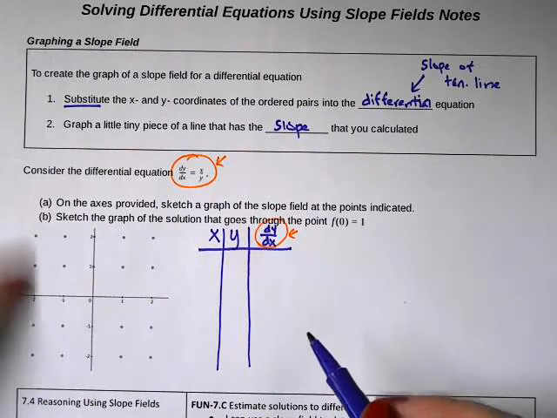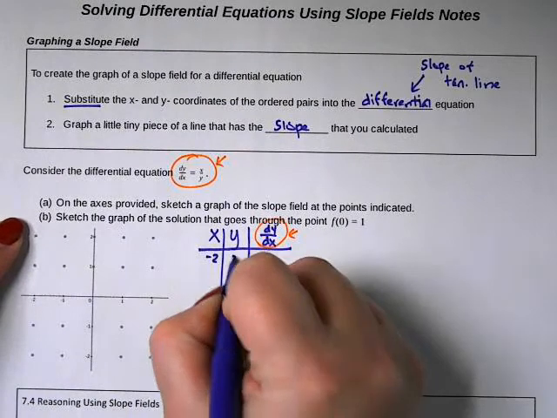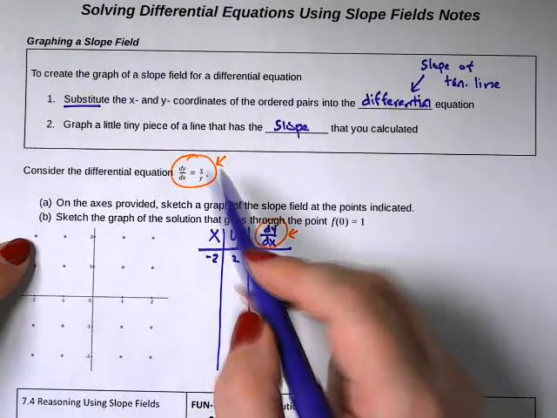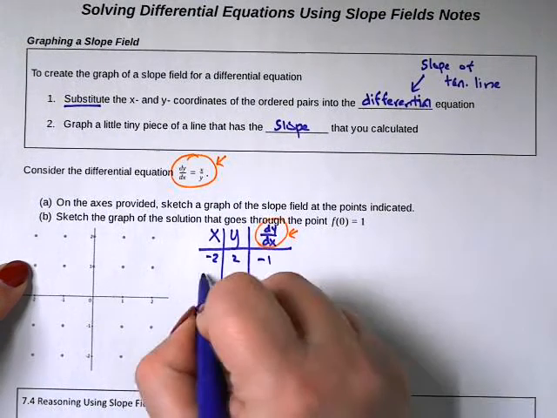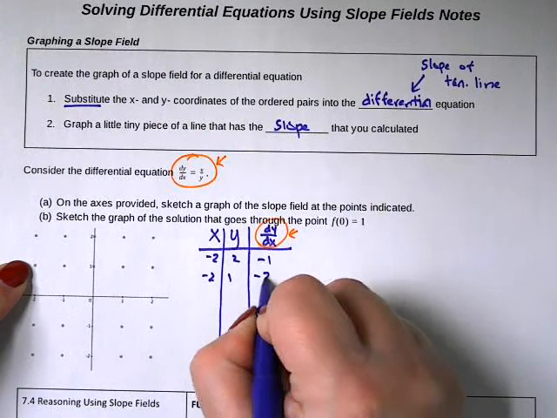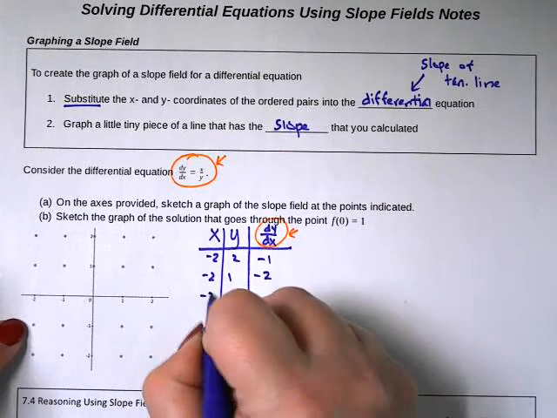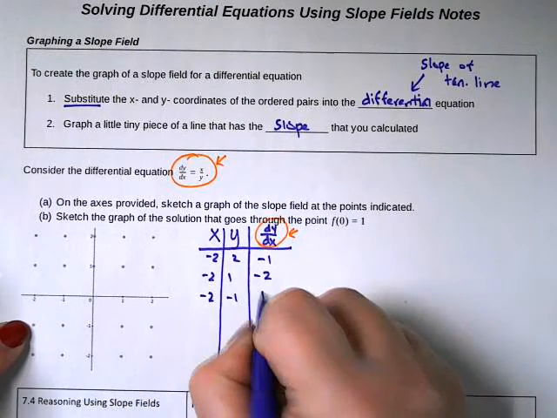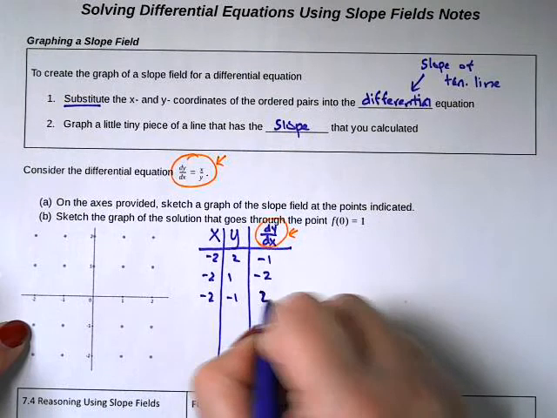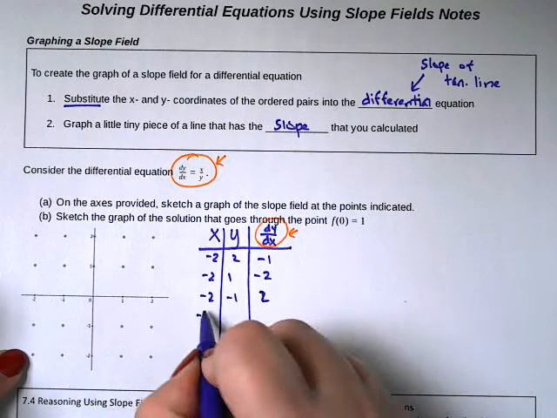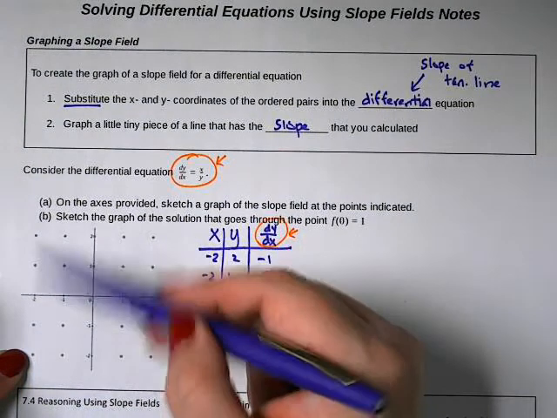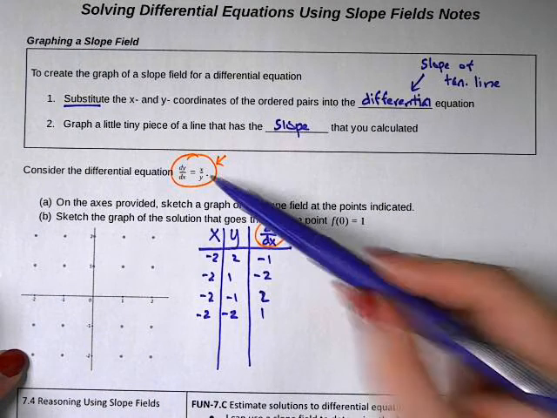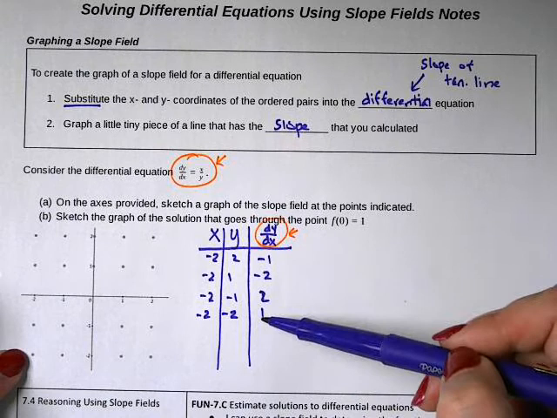So the point (-2, 2), if I plug that into this differential equation, I would get a slope of -1. (-2, 1) would give me a slope of -2. (-2, -1) would give me a slope of +2, and then (-2, -2) would give me a slope of +1. So all I did is take these 4 points here and plug them into the differential equation to get the slopes at those 4 points.